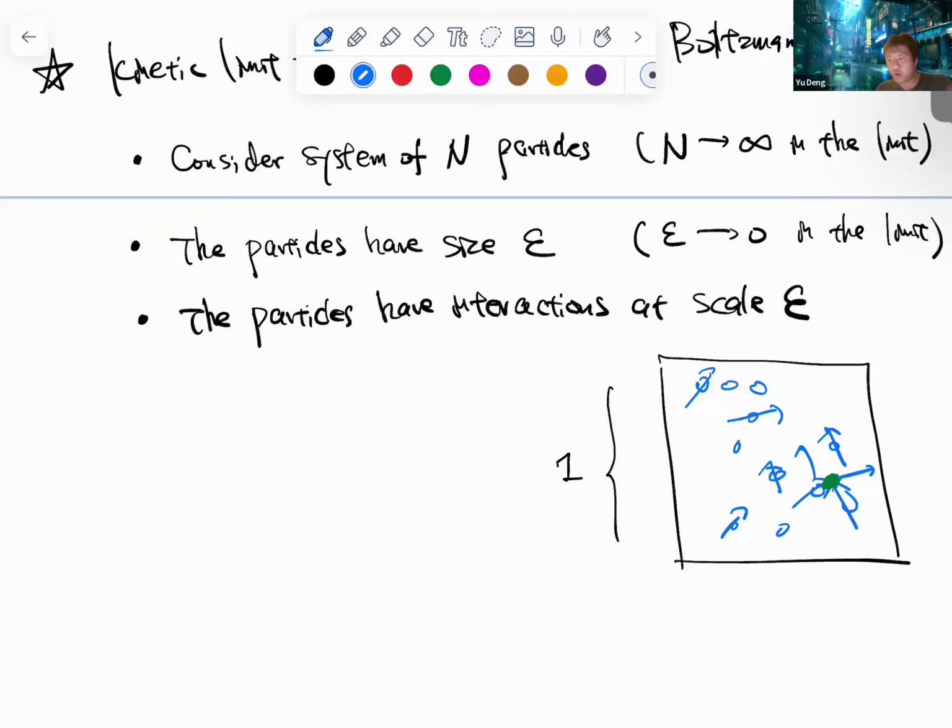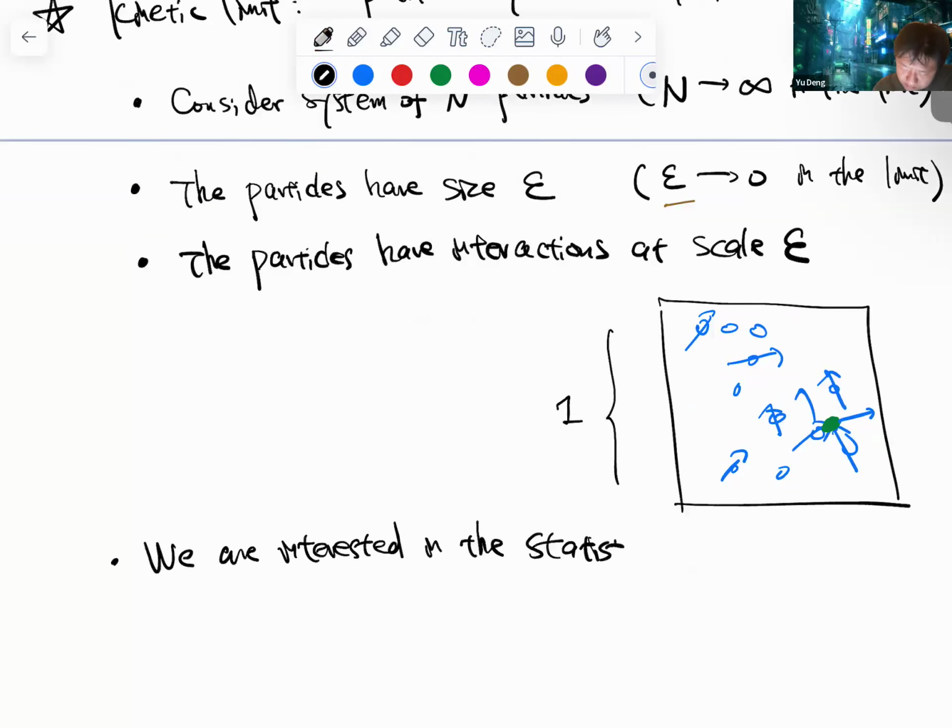Okay, and then you think there are so many particles, the number of particles goes to infinity, and the size of the particle goes to 0. We'll see there is a particular scaling law involved in this problem. But in any case, you have all this interacting system, and now we're going to derive from this interacting system the effective equation that describes the statistics of these objects. And then we're interested in the statistical description of the system.